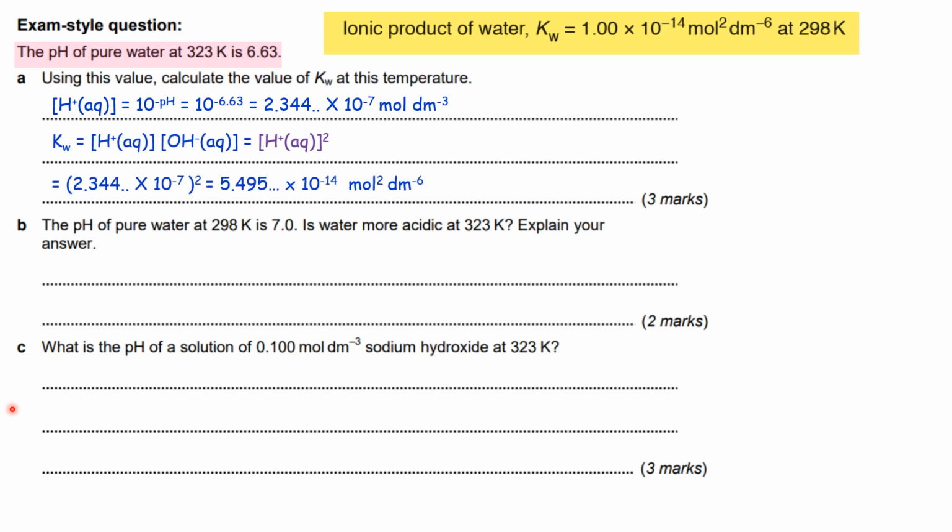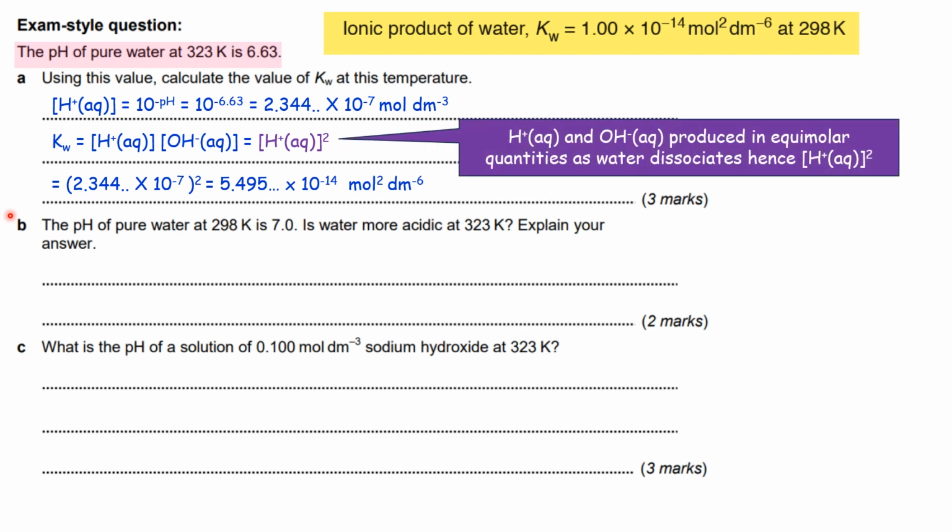So going back to Kw, it's H+ and OH-, the two concentration terms. But because they're made in equimolar quantities, you can assume that H+ squared is the same as H+ times OH-. So that gives us 5.495... times 10 to the minus 14 mol² dm⁻⁶.